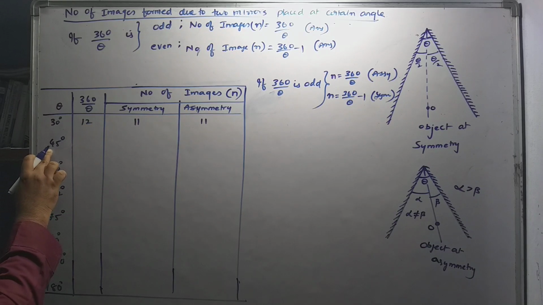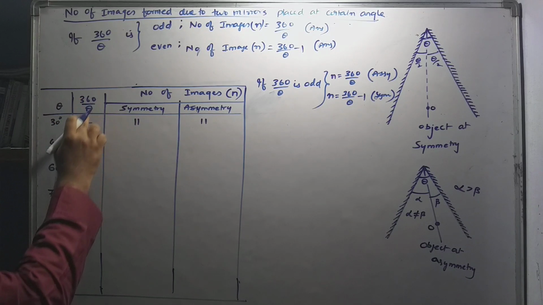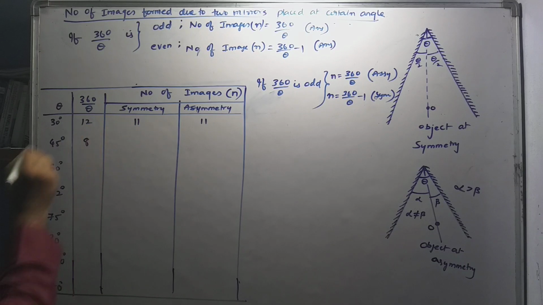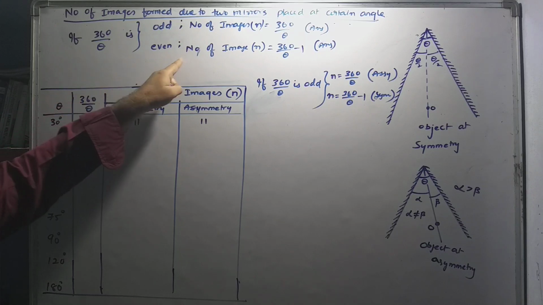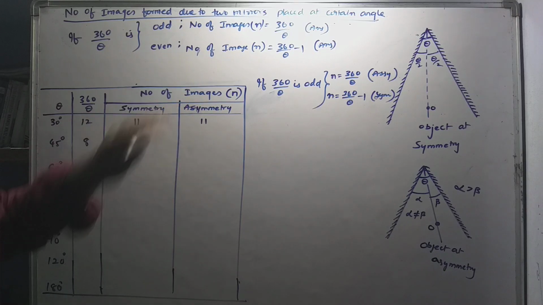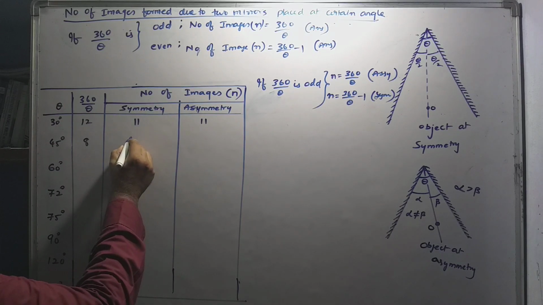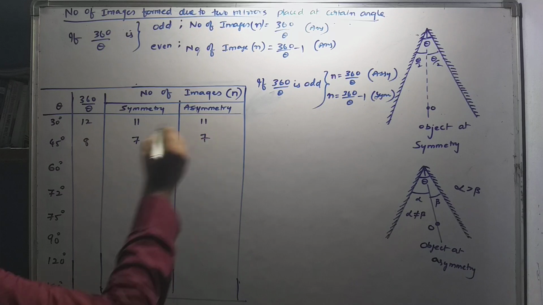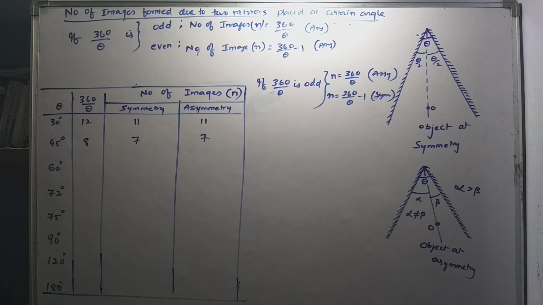The next angle is 45. If you divide 360 by 45, you are going to get 8. Again, 8 is even, so if it is even, directly the answer is 360 by theta minus 1. There is no subcondition for the case of even here. So directly you can write the answer as 7 and 7.